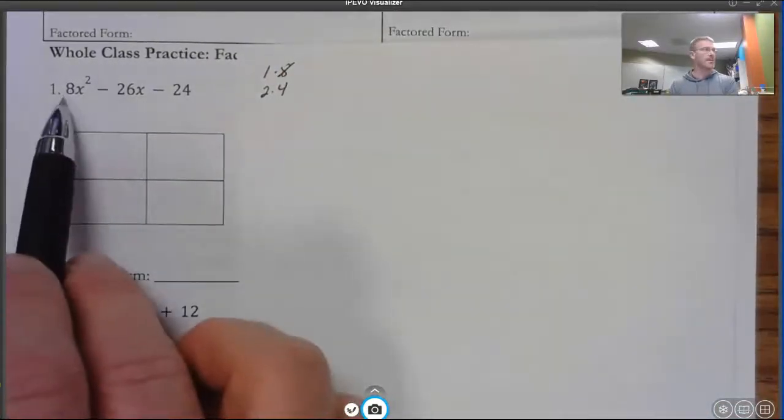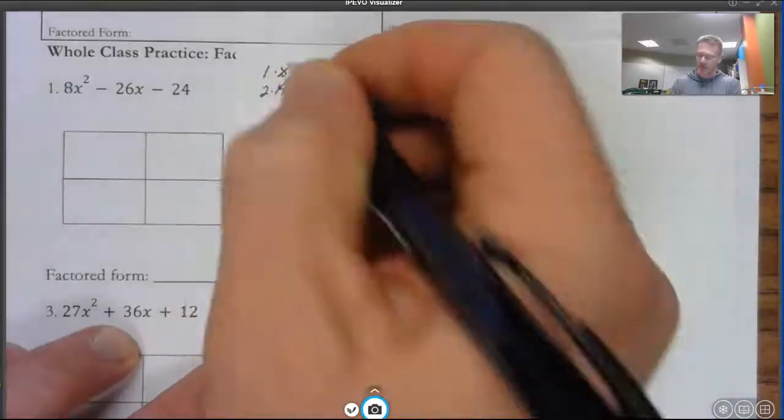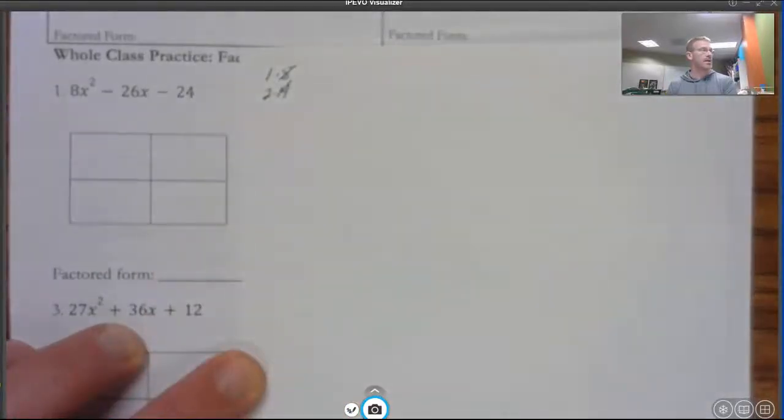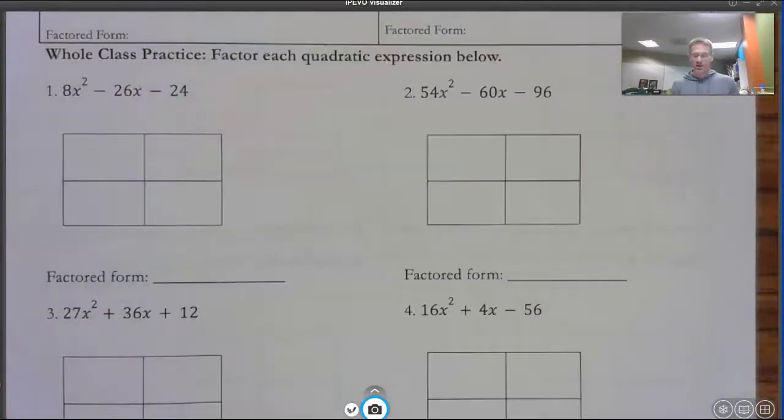We know that goes into 8. We know it goes into 24, but once again, 4 does not go into 26. Now, all three numbers here are even, so that means that 2 will go into that. So now that means that 2 is our GCF. So let's factor out that 2.